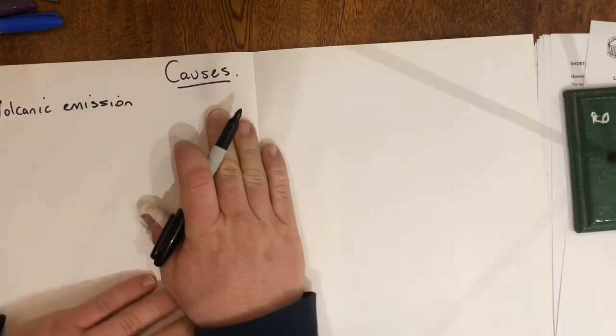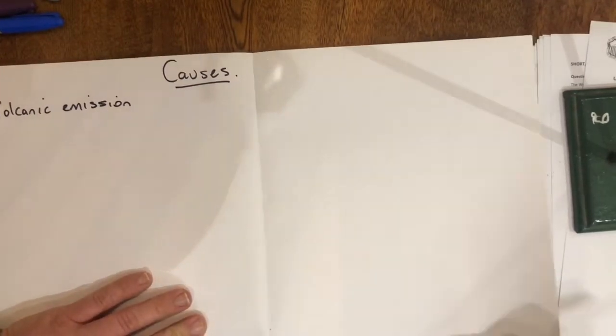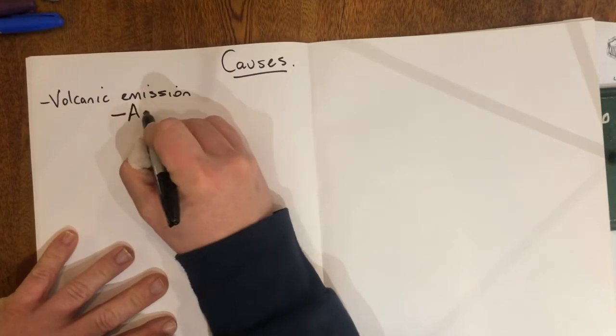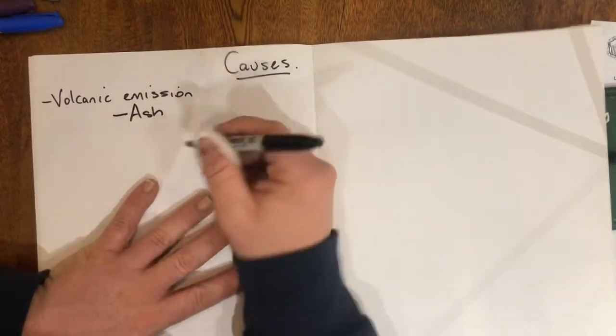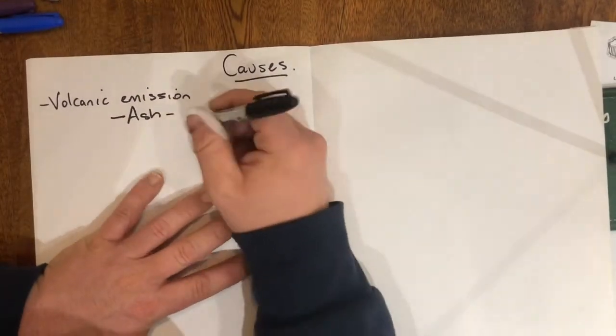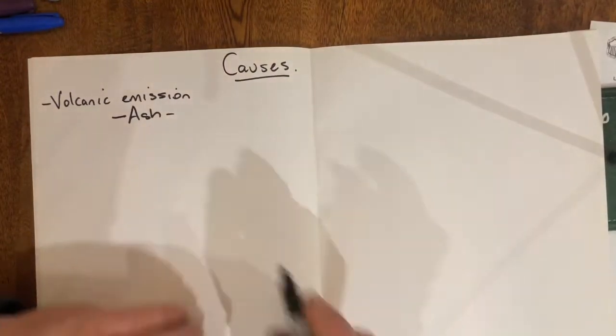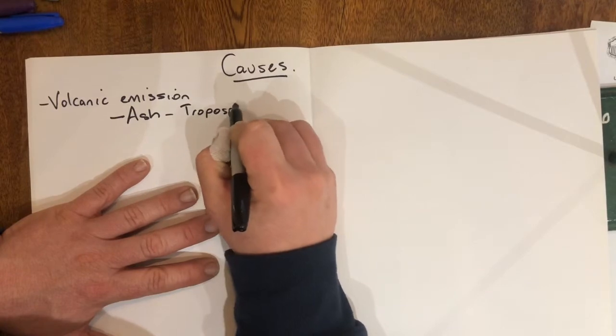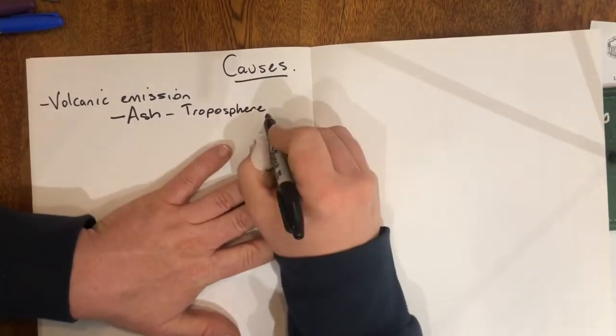So, volcanic emissions do a couple of things. The most obvious thing they do is they emit a great deal of ash. Now, ash can go into two places. It can make its way up into the troposphere, where it doesn't last very long.